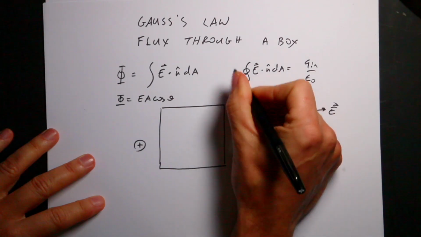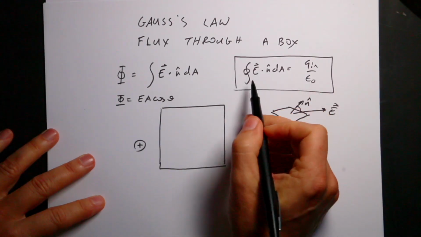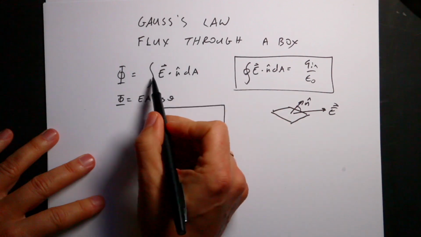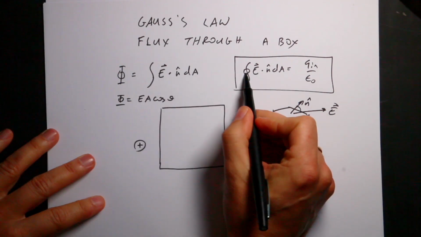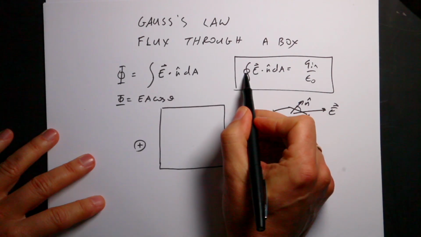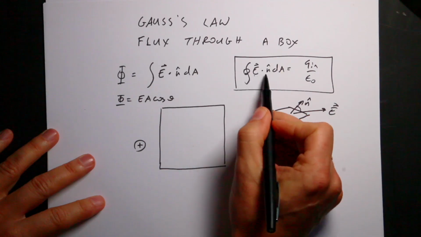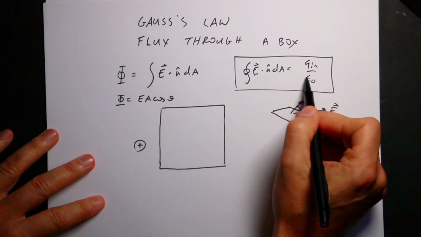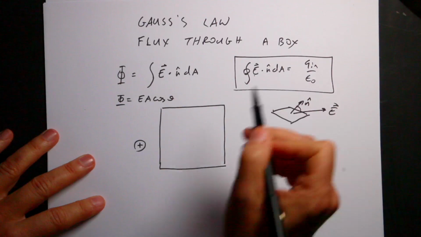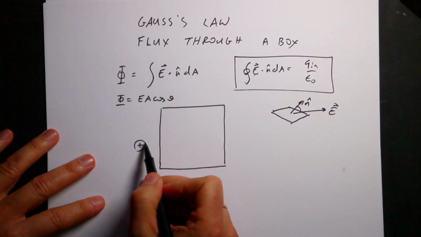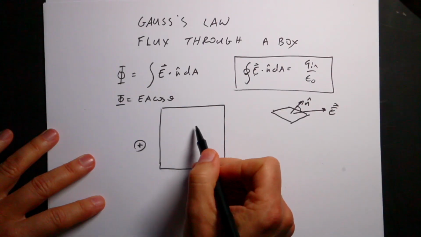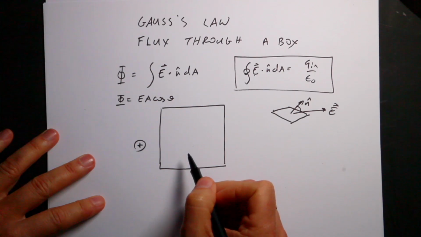And then, of course, we have Gauss's law, which says that if I take a closed surface, and this is a closed surface integral, so it has to be a complete volume, and I take E dot n hat dA, that'd be proportional to the total charge inside of that box. That's what I want to show. So what if I have a point charge right here and a square? How do I calculate the flux?